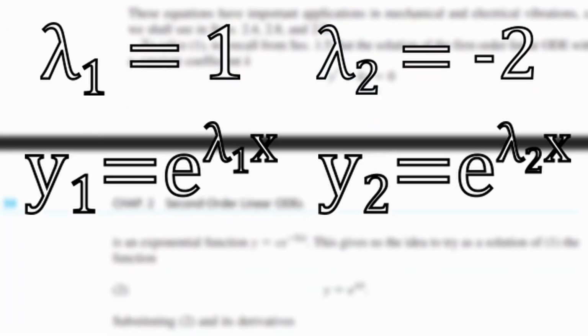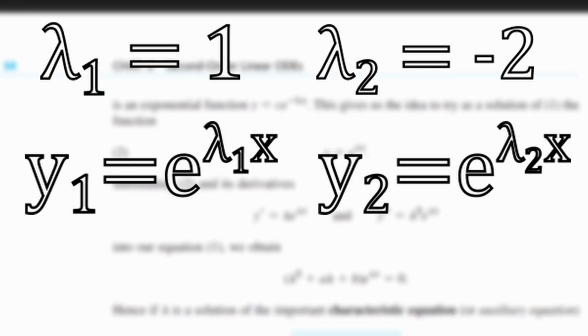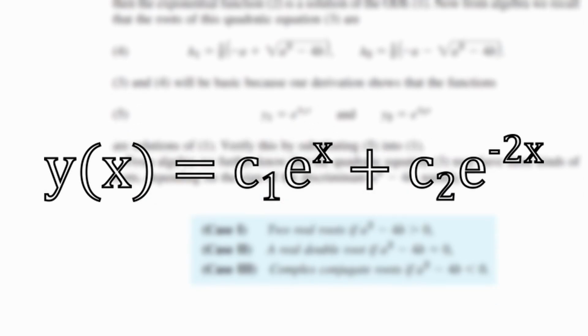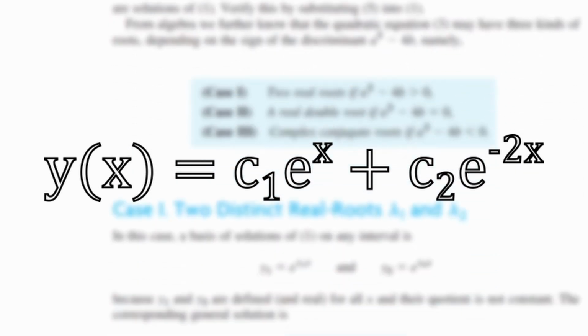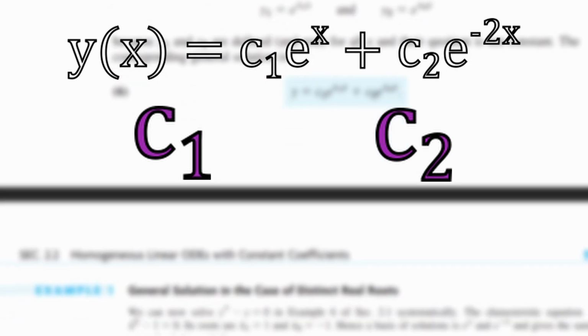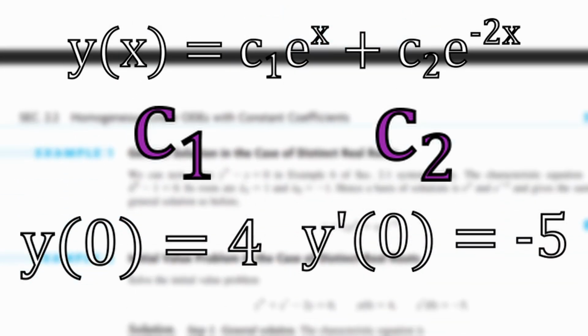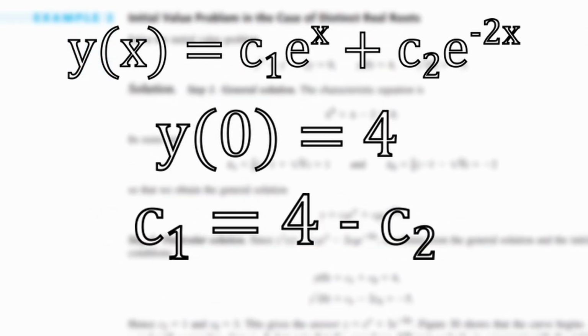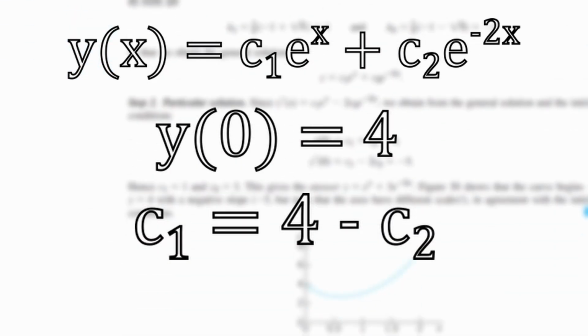Plugging in our y1 = e^(λ1x) and y2 = e^(λ2x), we get the general solution of y = c1 e^x + c2 e^(-2x). In this case, c1 and c2 are both unknown constants. That's how we utilize our initial conditions. By plugging in one of our initial conditions and then solving, we can find that c1 = 4 - c2.